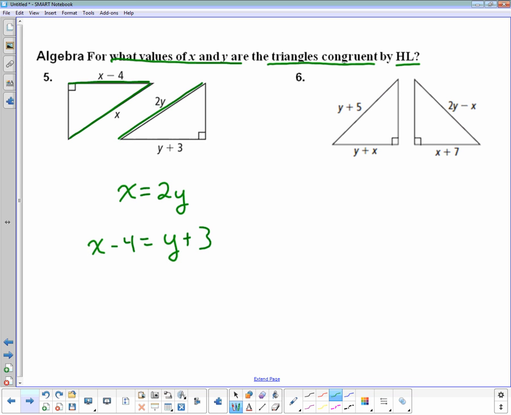My advice is to use substitution. Since you know what x equals, plug it in and solve for y. Since you know that x equals 2y, you can replace x with 2y.